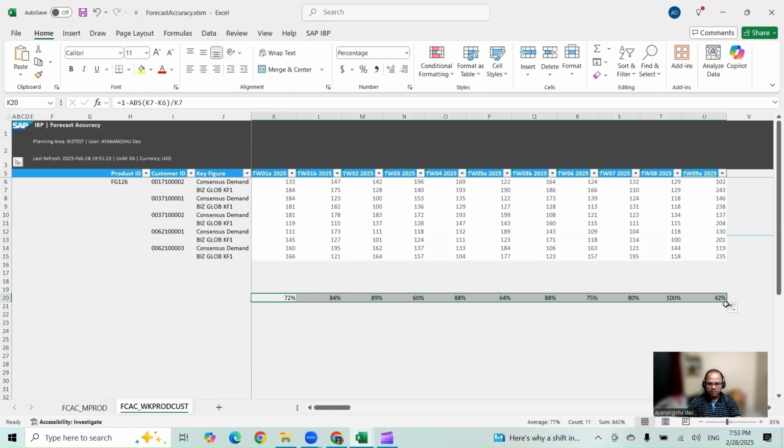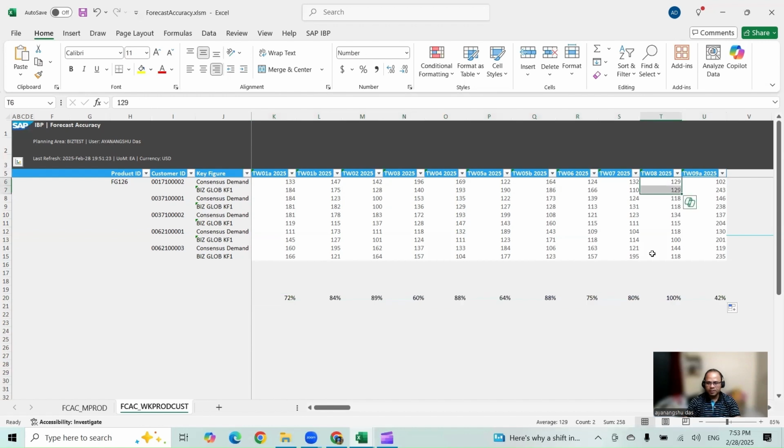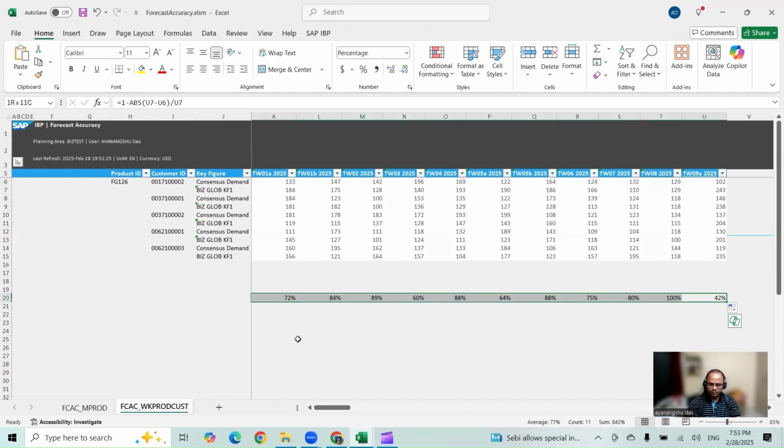Likewise for all the other months or weeks in this case. We see that, for example, this week, the actual sales was 129, and in the previous month or months before that, depending on what lag this consensus forecast is, it also had predicted that 129 items would have been required in this month. So that's why our accuracy is spot on.